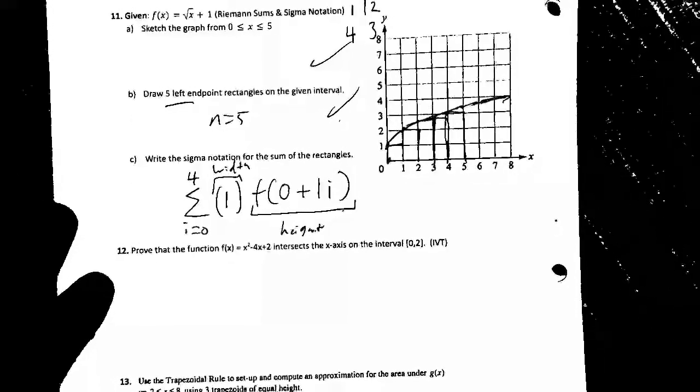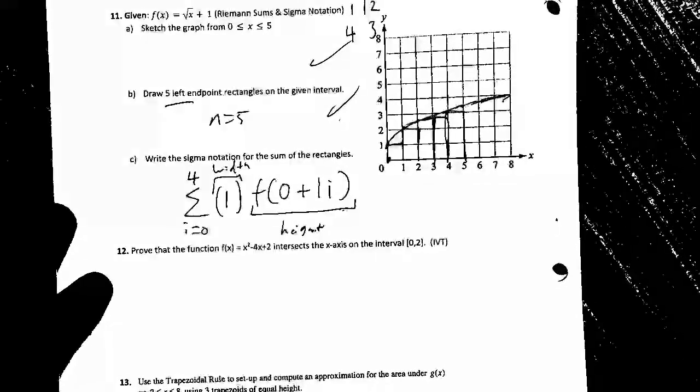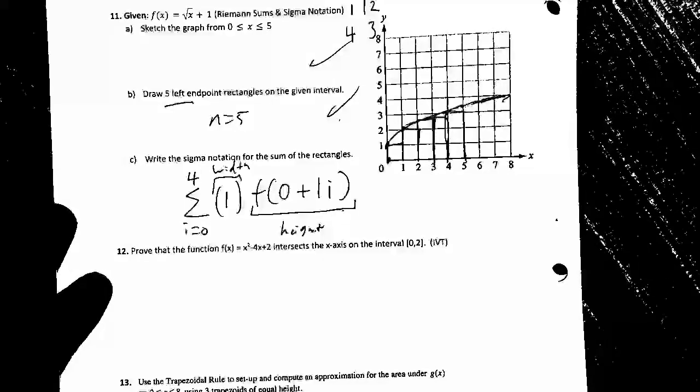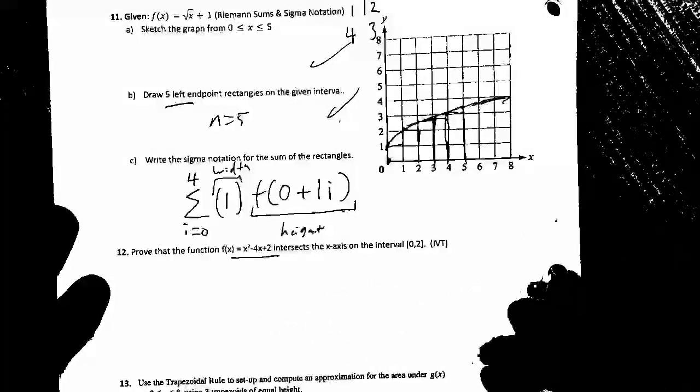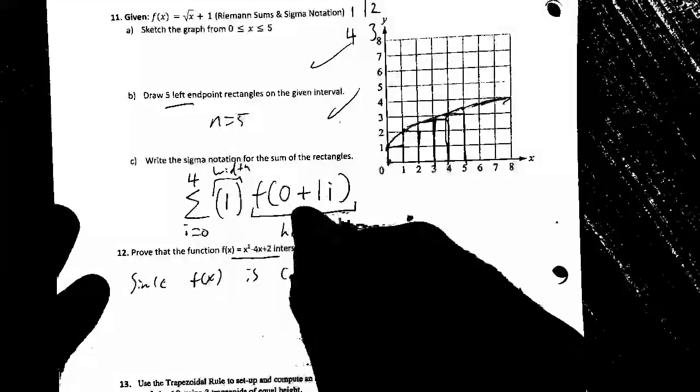Prove that the function f of x equals x squared minus 4x plus 2 intersects the x-axis on the interval 0 to 2. Okay, so this is a continuous function, right? Unless it tells me otherwise, or I have holes, this is continuous. So I can start with saying, since f of x is continuous, always start with that.